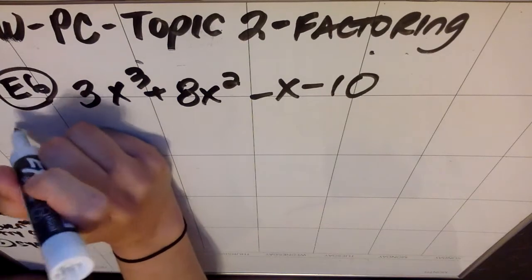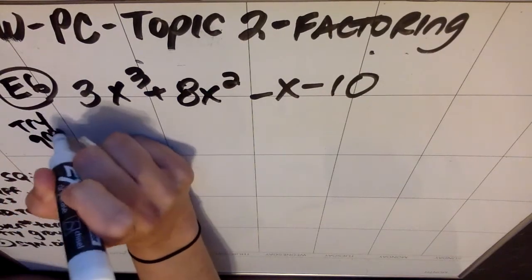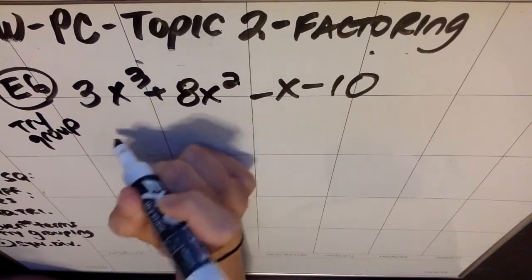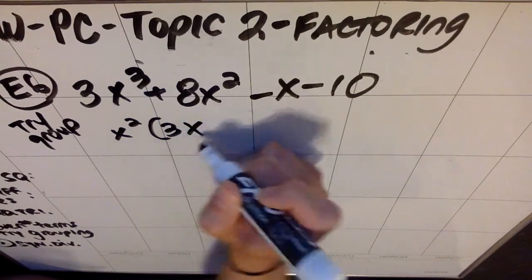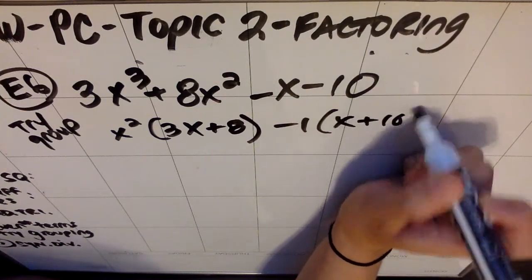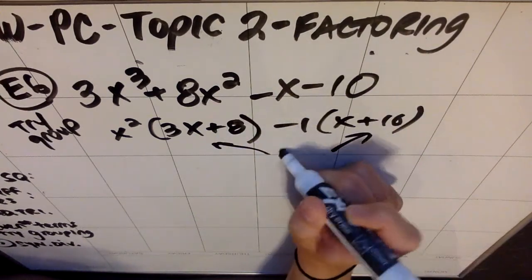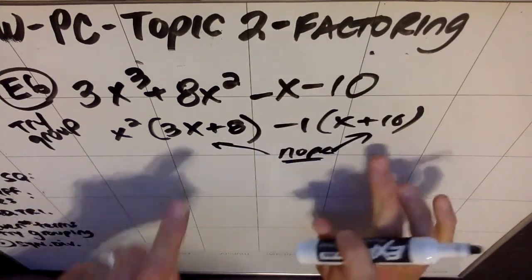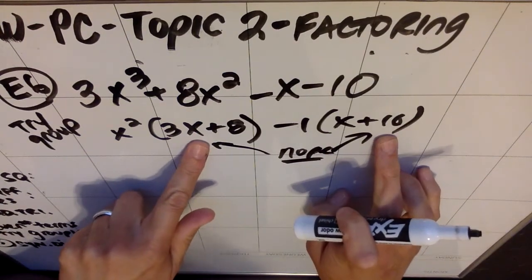Because in order for grouping to work, I'm just going to show you. I'm going to try grouping, and show you that it's going to fail. If I took out a GCF here, it would be an x squared, and I'd be left with a 3x plus 8. If I took a GCF out here, it would be a minus 1, and I'd be left with an x plus 10. See how these are not the same? For grouping to work, they have to be the same group, and they're not the same group.